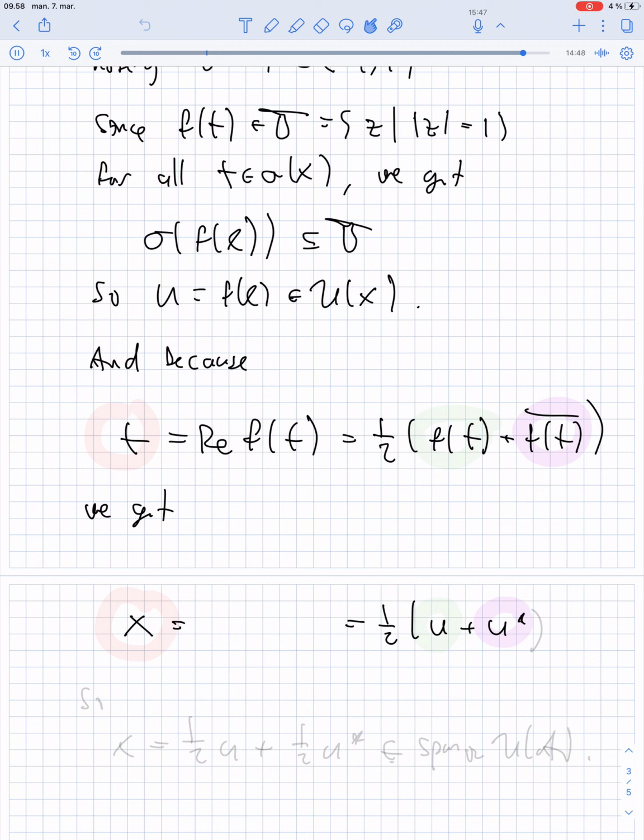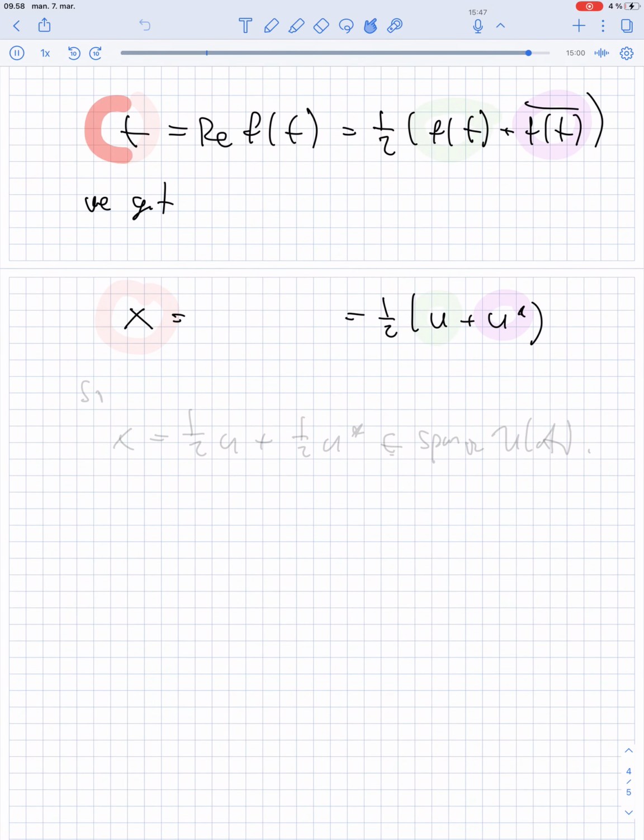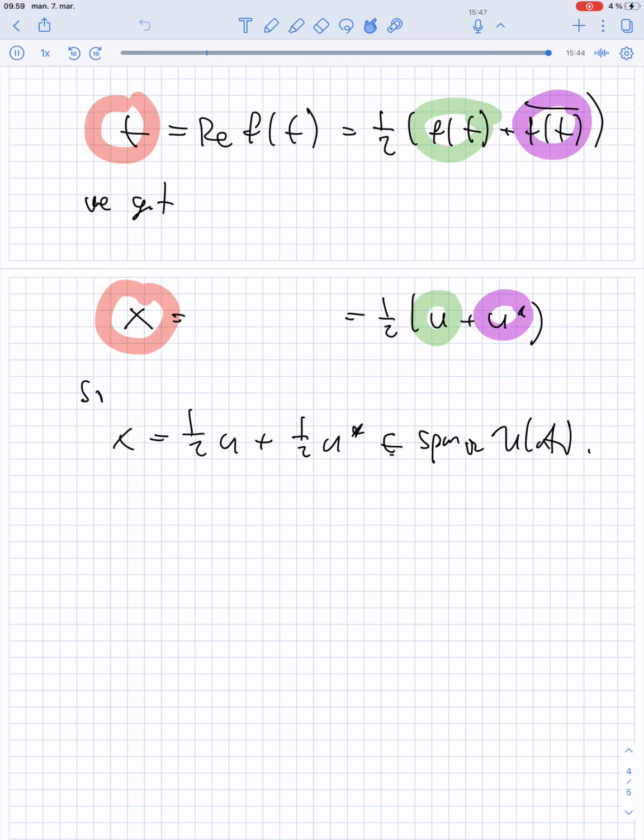Right? That's the continuous functional calculus again, right? Because t is exactly the function which we usually call the identity function. So it corresponds in the functional calculus to the operator x. And f of t is exactly the function that corresponds to u, and the complex conjugate of f of t is what corresponds to u star. Right, so I've been able to write x as a linear combination of two unitaries, namely u and u star. And this is what I wanted to know, so it will lie in the real span of the unitaries of A, which is what I wanted to prove.